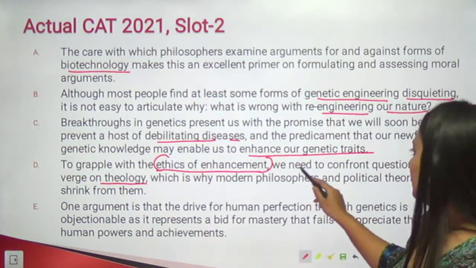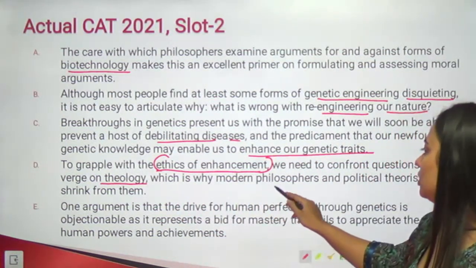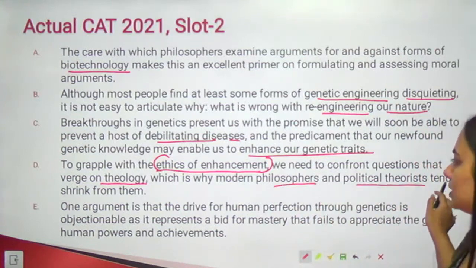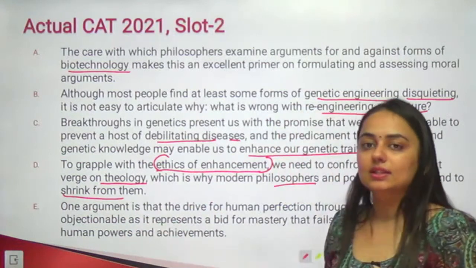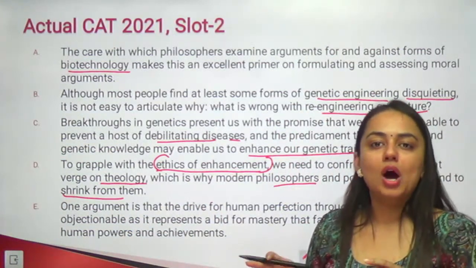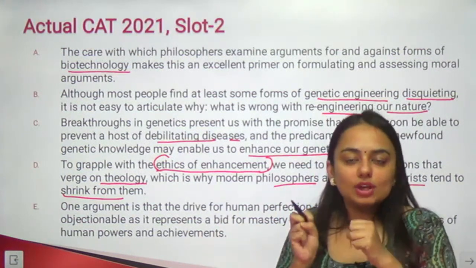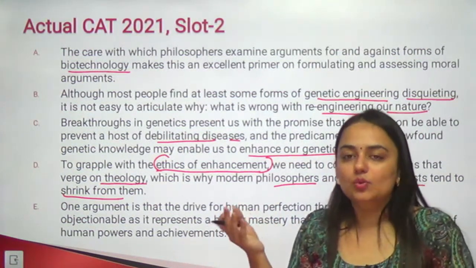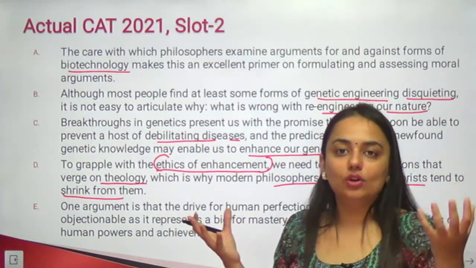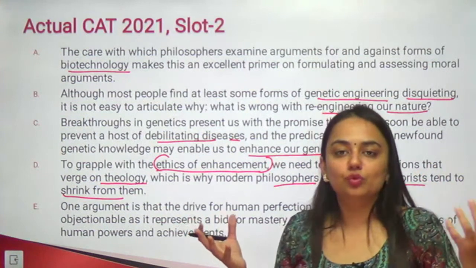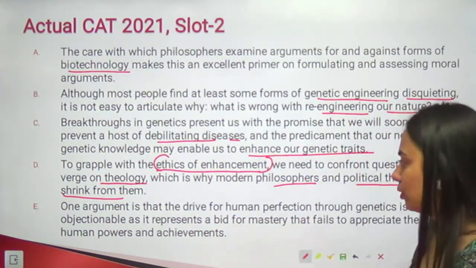So, we need to confront questions that verge on theology, which is why modern philosophers and political theorists tend to shrink from them. Shrink means they try to avoid it. People who ask questions from the point of view of theology and religion, scientists shrink from them. They don't want to answer them because one relies on beliefs, while the other set of people, the scientists, rely on everything that can be scientifically proven and calculated. So mostly they are atheist. That is the reason they shrink from it.